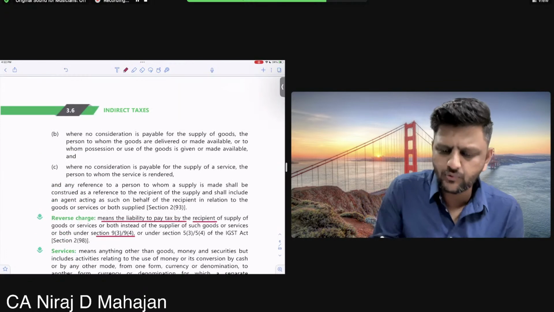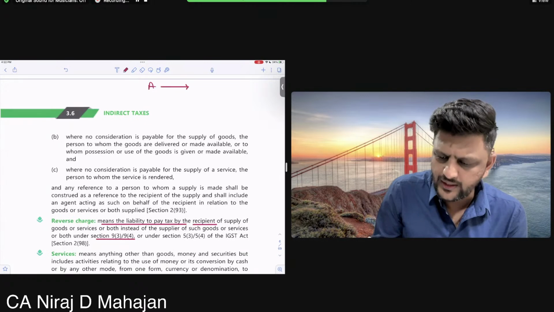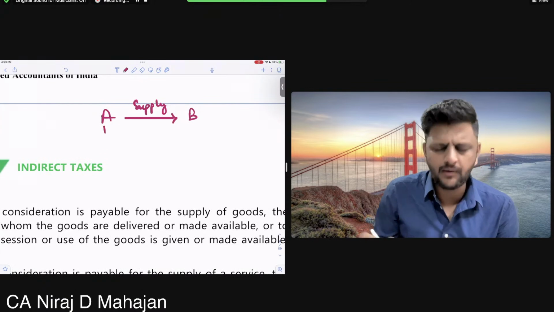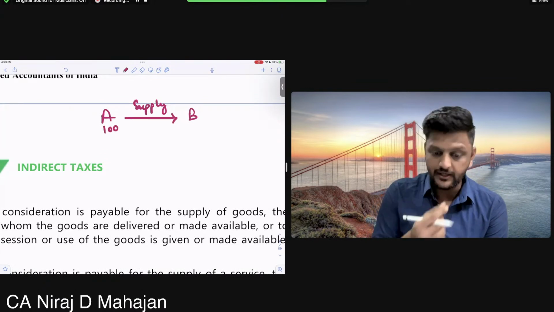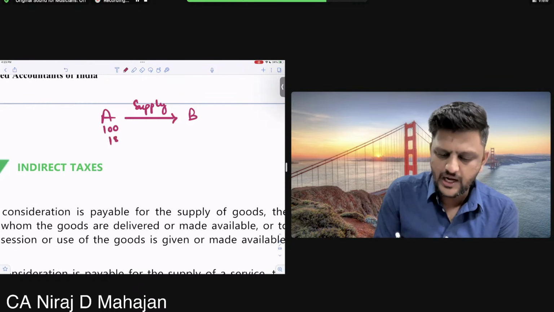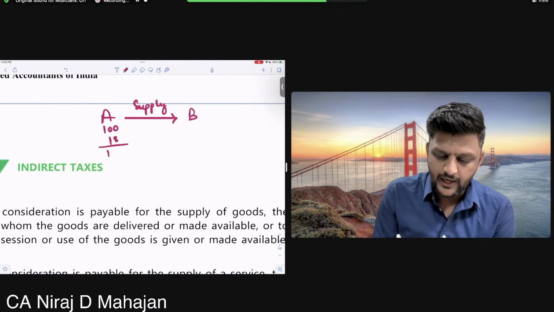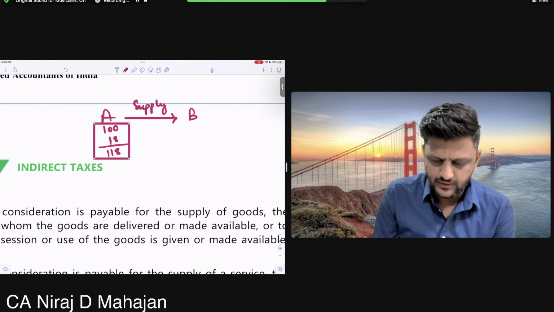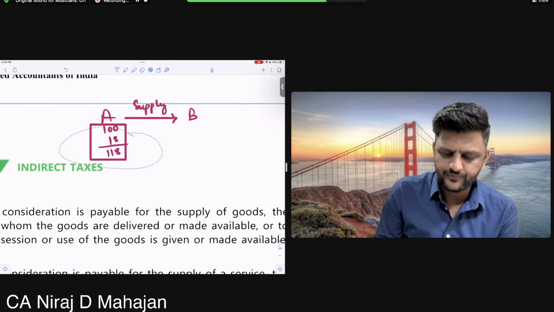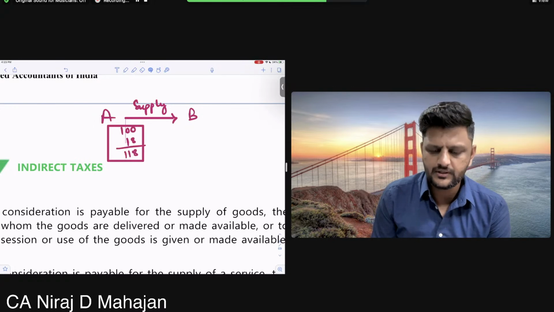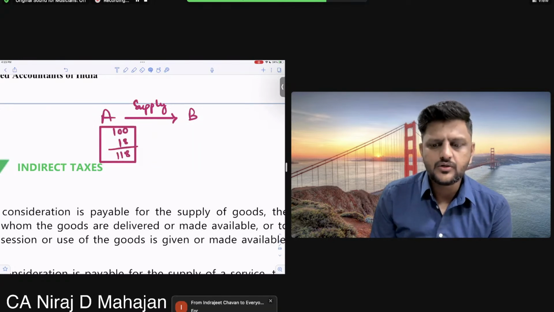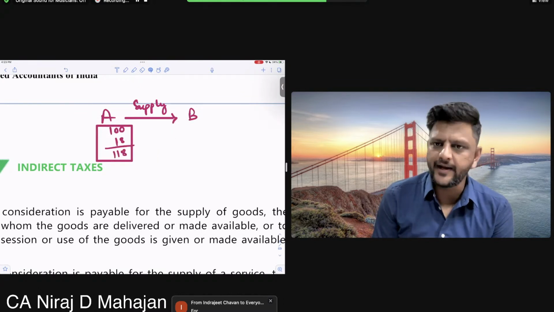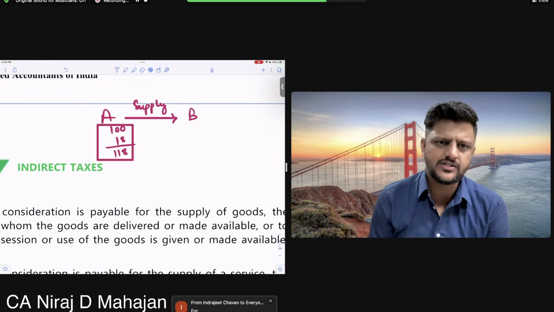So normally, children, a simple example I had given you. When A makes some supply to B, if his amount is 100 rupees without tax, and A charges 18% GST and makes an invoice of 118 and gives this invoice to B, is this forward charge or reverse charge? This is forward charge. This invoice which he has given to B, B will pay 118 to A. A will keep his 100 rupees for himself and pay 18 rupees to the government after reducing his own ITC. This little bit of basics we had seen.